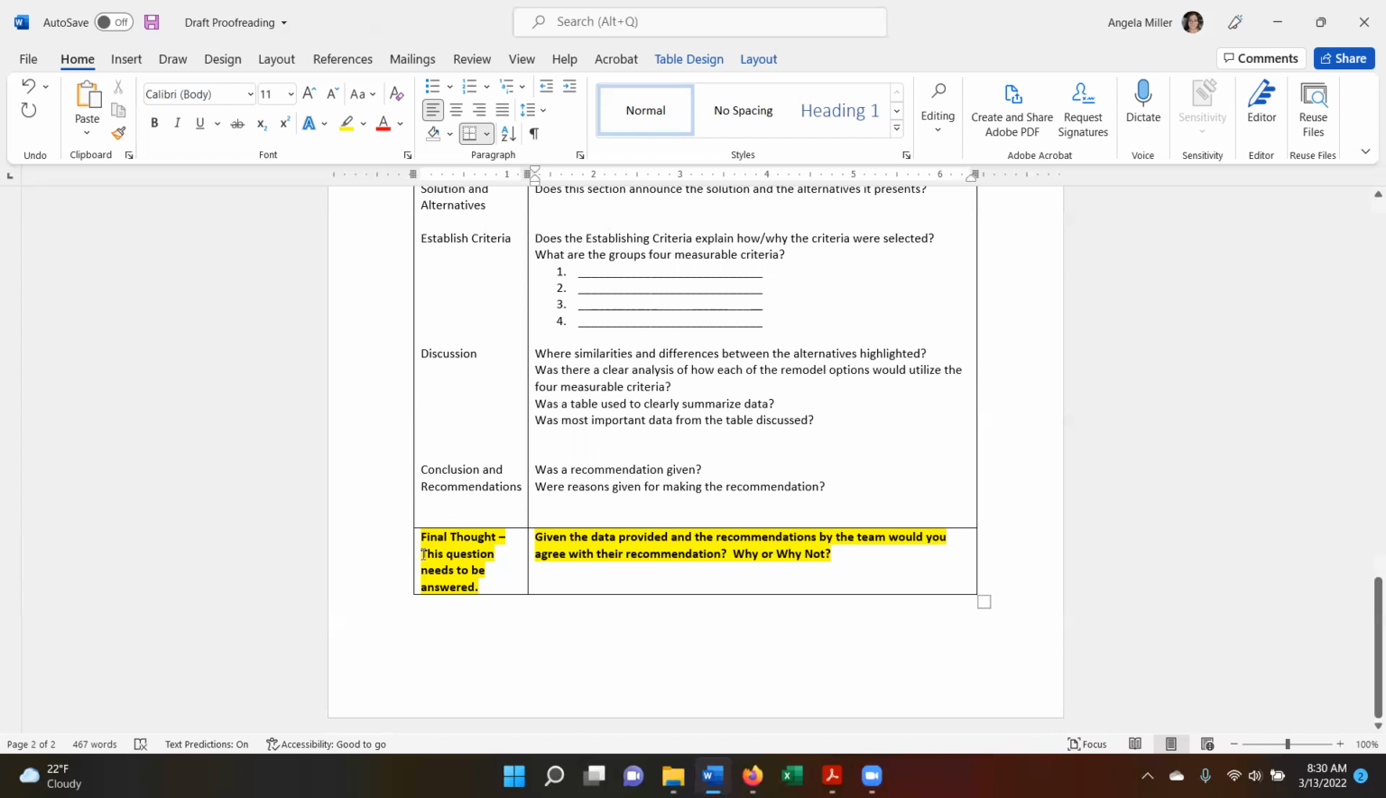In addition to all of that, you're going to also add a final thought. Okay, you can either add it to the end of the paper, or you can add it in as a separate page. But this needs to be your final thoughts. Okay, and you have to answer this question to get full points for your proofreading for each of the papers. Given the data provided and the recommendations by the team, would you agree with the recommendation? Why or why not? So you need to make sure that you're including that.